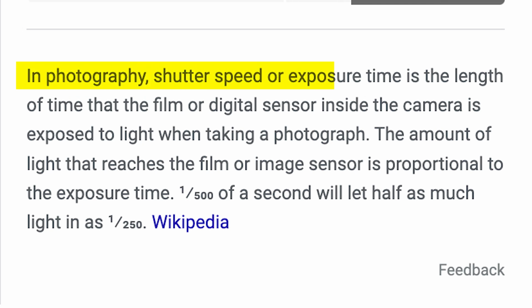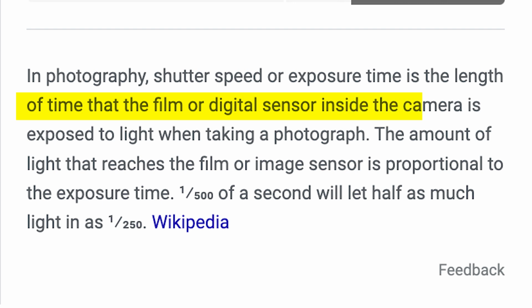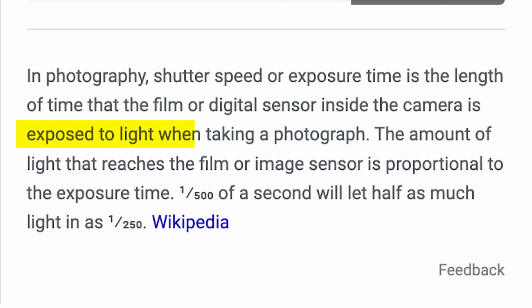Now, I want to talk about shutter speed. Pay attention to this video because all of these components play a role together. They play a role together to get that nice buttery look. Shutter speed. So what is the definition of shutter speed? Shutter speed or exposure time is the length of time that the film or digital sensor inside the camera is exposed to light when taking a photograph or video. The amount of light that reaches the film or image sensor is proportional to the exposure time.